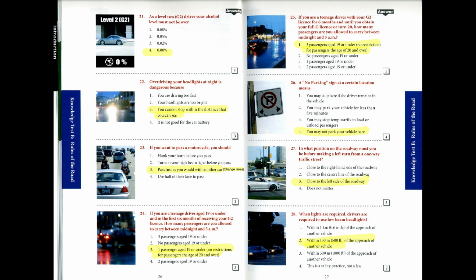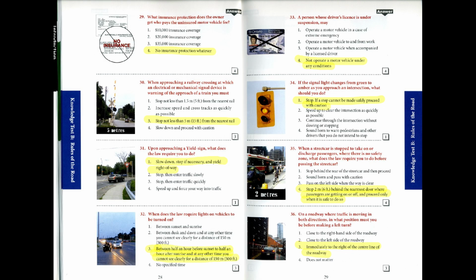Number 27. In what position on the roadway must you be before making a left turn from a one-way road? Close to the left side of the roadway. Number 28. When lights are required, drivers are required to use low-beam headlights within 150 meters of the approach of another vehicle. Number 29. What insurance protection does the owner get who pays the uninsured motor vehicle fee? The owner will not get any insurance protection.